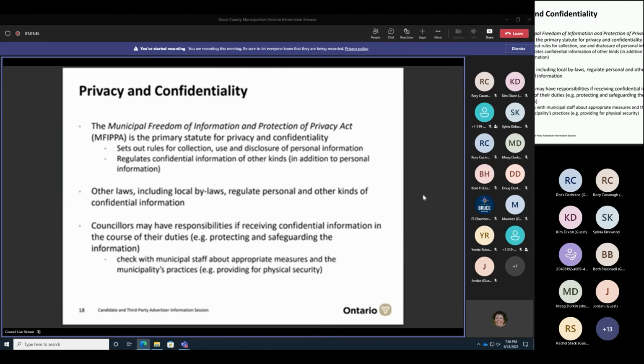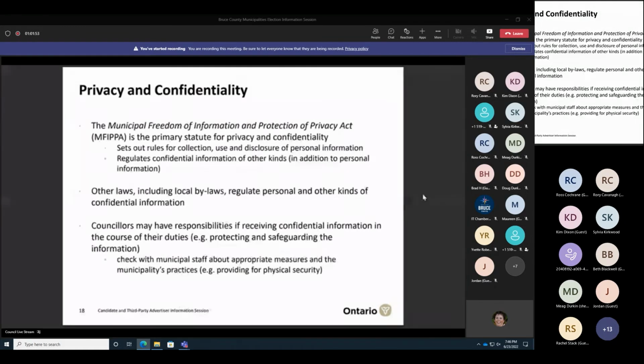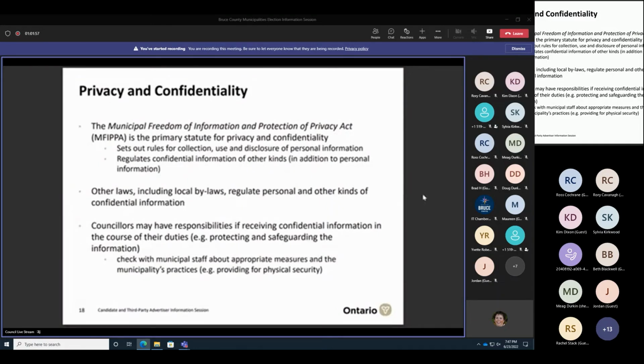For example, depending on circumstances, councillors and staff may or may not be authorized to obtain personal information in the course of their duties. This might mean that at times councillors could not obtain this kind of information from staff. Municipal freedom of information legislation also regulates confidential information of other kinds. In addition to personal information, other laws, including local bylaws, also regulate personal and other kinds of confidential information. Councillors who may have received personal or other confidential information in the course of their duties will have related responsibilities, such as protecting and safeguarding the information. Councillors may wish to check with municipal staff about appropriate measures and the municipality's practices. For example, providing for physical security to help prevent unauthorized disclosure or loss of confidential information.